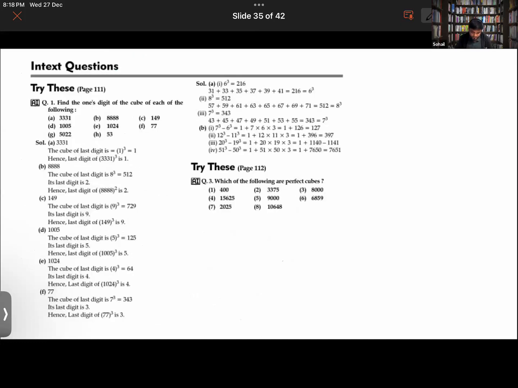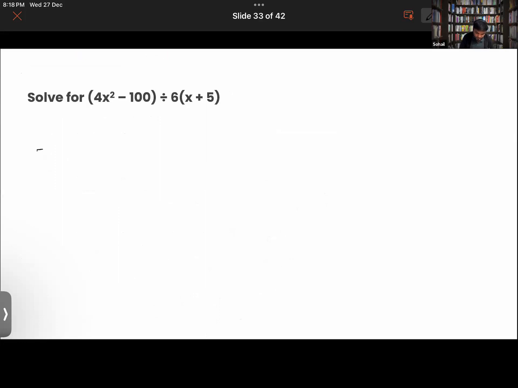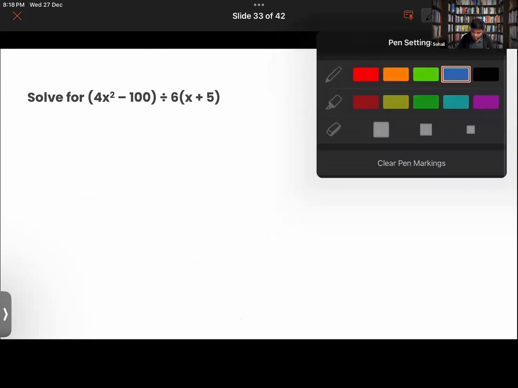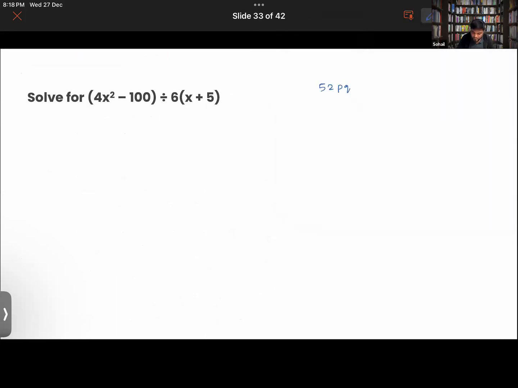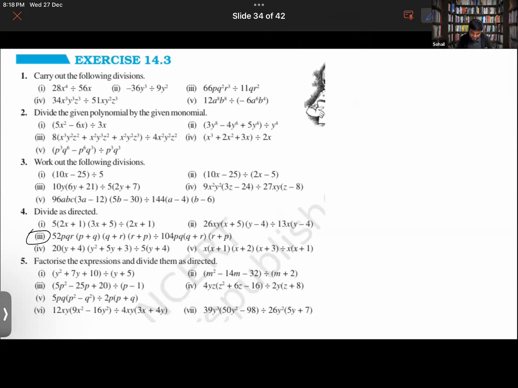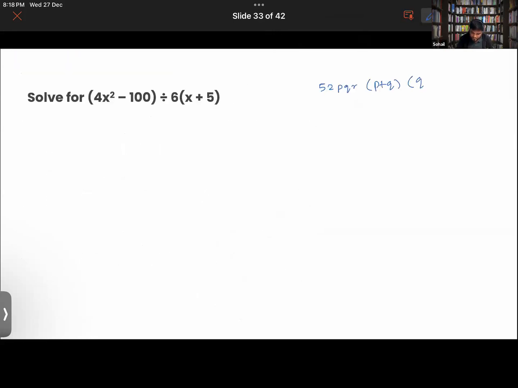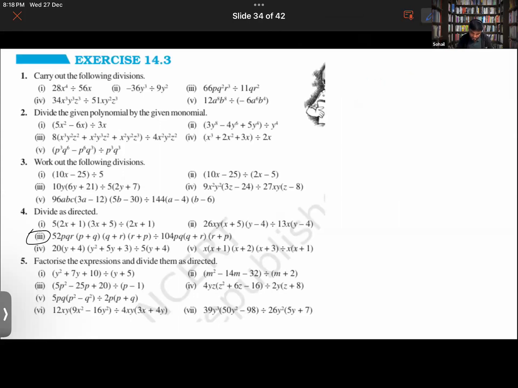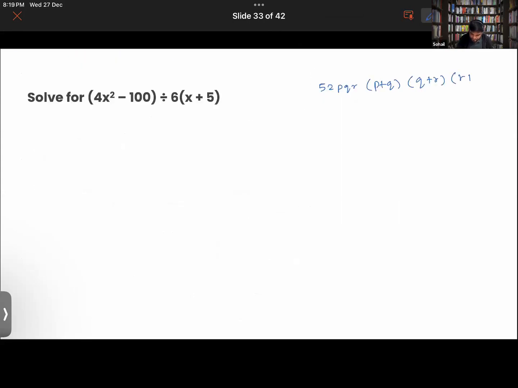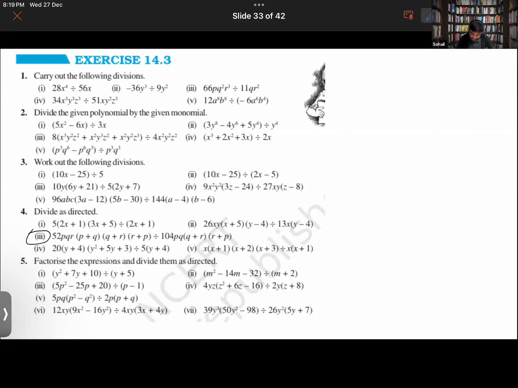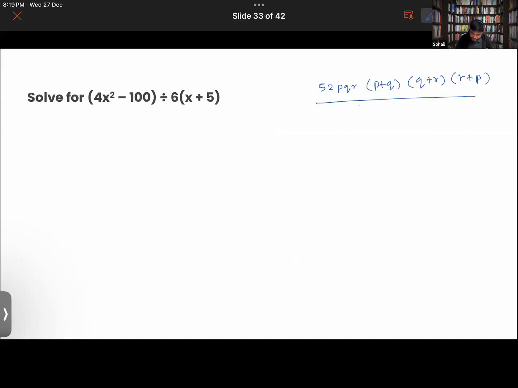52 PQR. Let's write it here: 52 PQR times (P plus Q) times (Q plus R) times (R plus P). It has to be divided by 104 PQ times (Q plus R) into (R plus P). First we will see if it can be simplified.